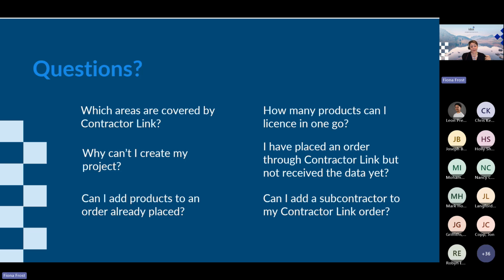So first of all, which areas are covered by Contractor Link? Well, that is Great Britain. So except for the National Trust, which I mentioned earlier, because they do have, in their commercial version of Contractor Link, some data license for Northern Ireland as well.